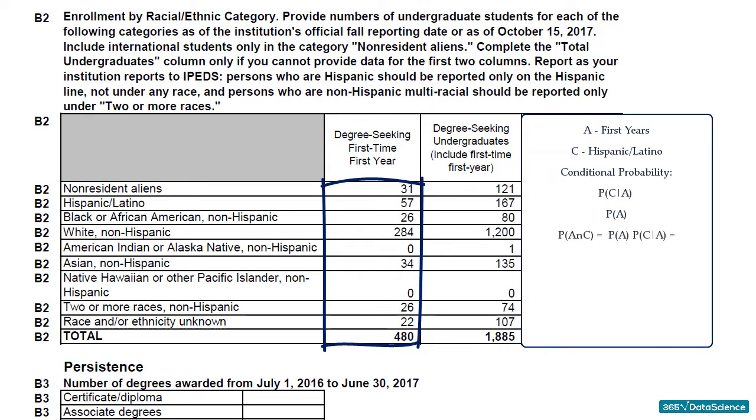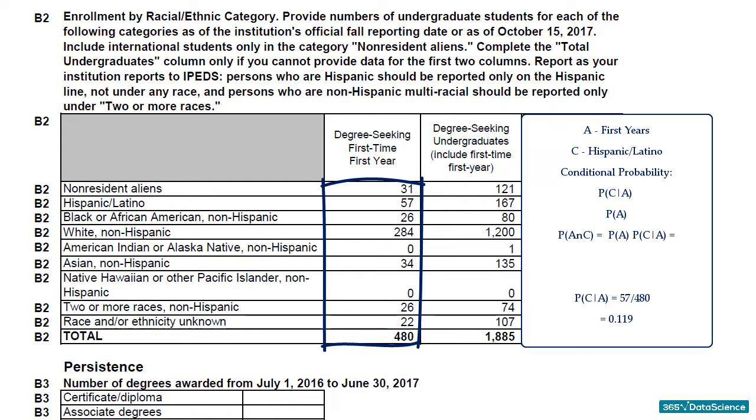We start by examining events A and C, being a first year and being Latino. The likelihood of being Latino, given you are a first year, equals the number of Latino students who are first years over all first years. According to the table, that equals 57 over 480, or 0.119, which is close to 12%.